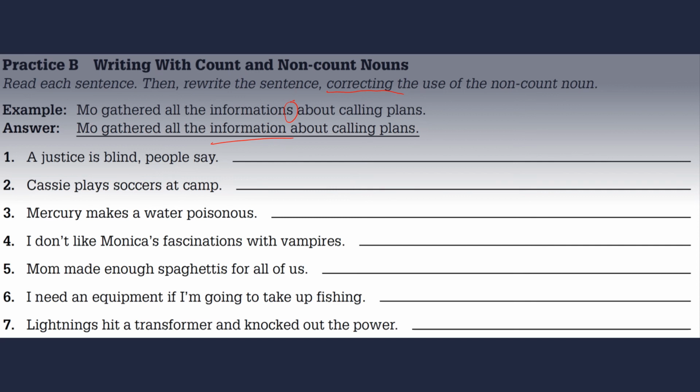So let's see. Number one, a justice is blind, people say. So justice is uncountable, therefore it can never take an article. We can never use an article with it. So the answer is without the article a. Number two, Casey plays suckers at camp. As you know, uncountable nouns cannot be plural, so only sucker, not suckers.